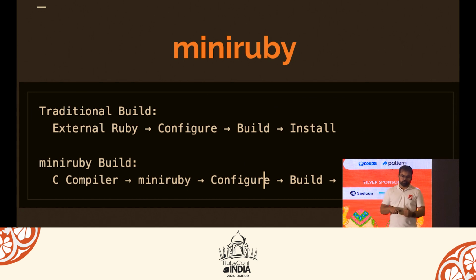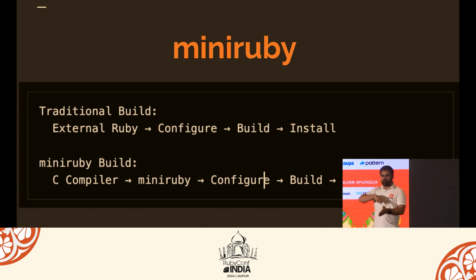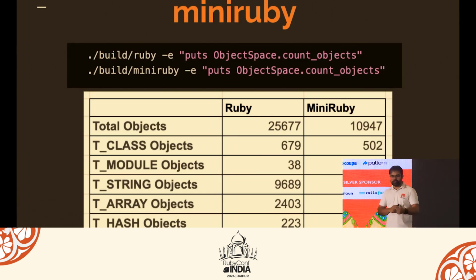With the mini Ruby build, what happens is with the C compiler itself, you get the mini Ruby, and then that mini Ruby is used for doing the configuration, build, and install. So that way your circular dependency gets resolved. And this concept of writing a lot of code in the Ruby itself for the Ruby programming language is called self-hosting. So the mini Ruby is an essential component in getting to that self-hosting phase.